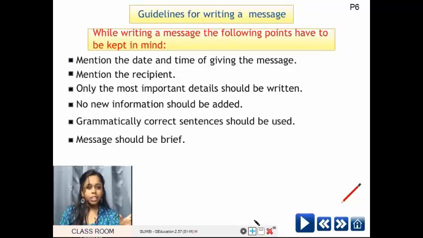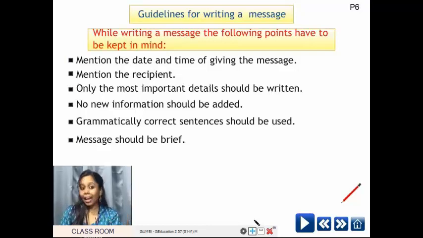Grammatically correct sentences should be used. True, because while writing it is necessary, but generally for friends and all, just the point is okay, but your sentence must be grammatically correctly written. Otherwise, the person who reads it may not understand what you are writing. So for that reason, your sentences must be grammatically correct to some extent.